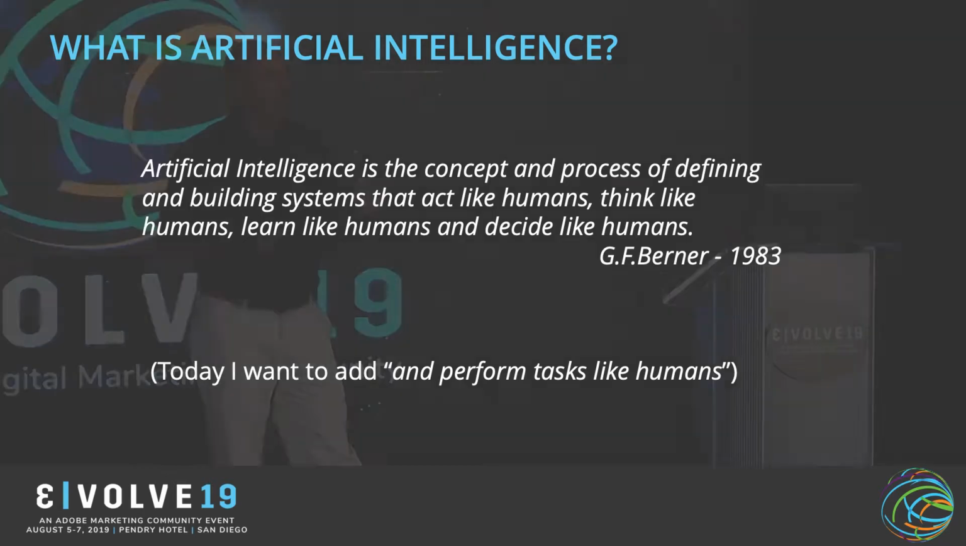So I divided artificial intelligence into a field of 4 main subjects: building and defining systems that act like humans, that think like humans, that learn like humans, and that decide or predict like humans. Today I would add: and perform tasks like humans, even if these tasks may not be very intelligent.